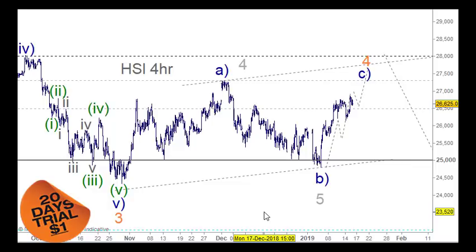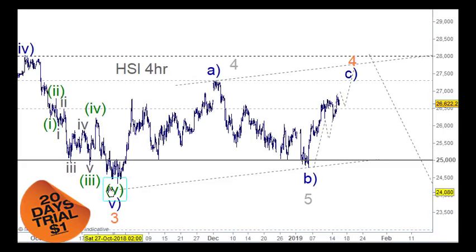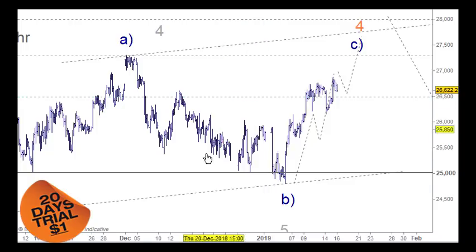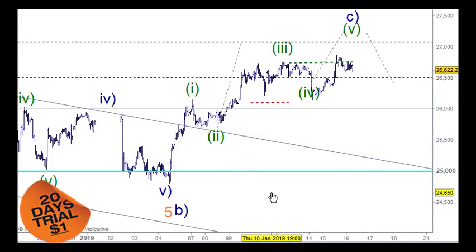So this is what we were looking at here. The length of wave A here would be roughly the same as wave C here, if that's going to be the case, but we can have wave 5 low in here. So I don't think we've got any further than that with this. Yes, we have here.